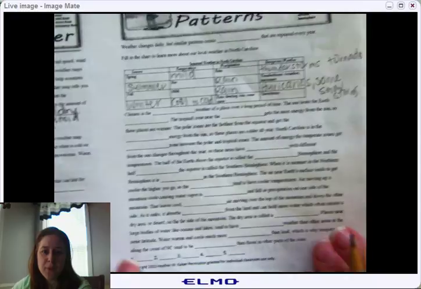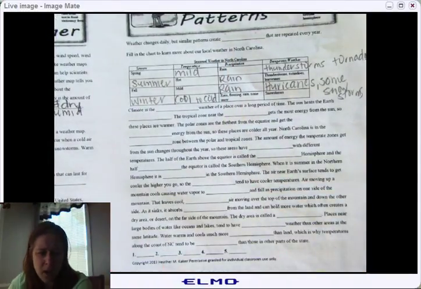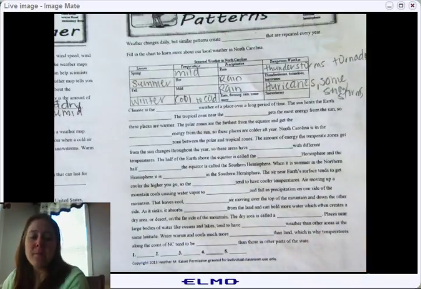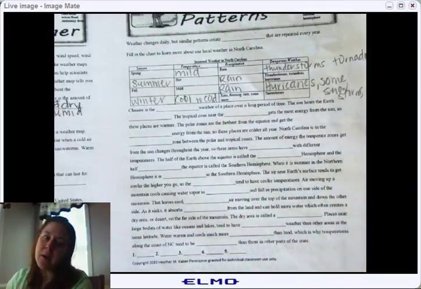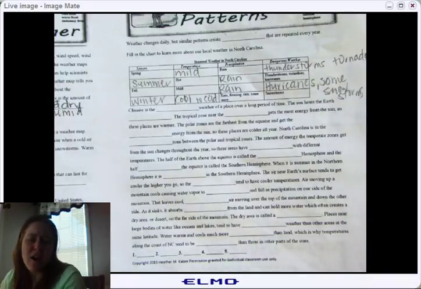Okay, guys, you'll notice that once again, we still have not answered that first question. I'm not happy with what is written in the textbook and how this is written. So we're going to keep going. Maybe it'll pop up. I keep coming back to patterns: weather changes daily, but similar patterns create patterns. So we'll come back to it. It might reappear a little bit later.